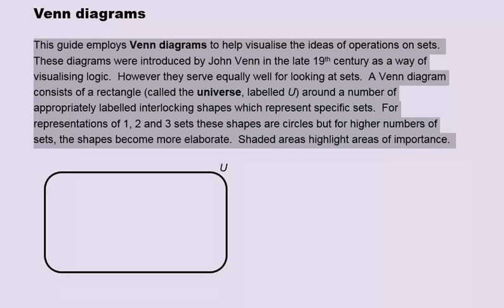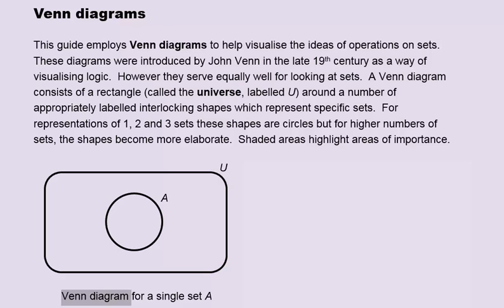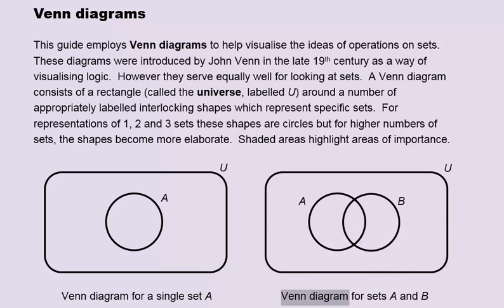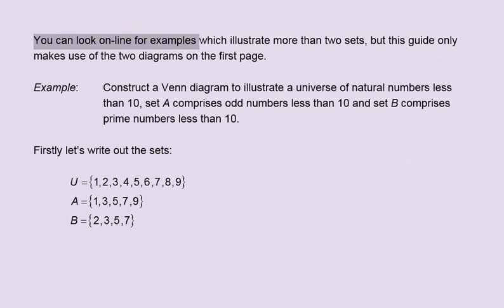So for example, this is the Venn diagram for a single set A. This is the Venn diagram for sets A and B. You can look online for examples which illustrate more than 2 sets, but this guide only makes use of the 2 diagrams above. Example: construct a Venn diagram to illustrate a universe of natural numbers less than 10.